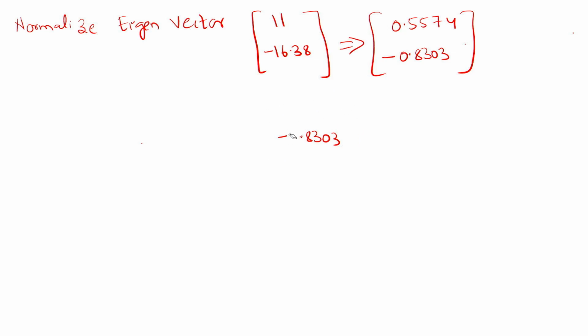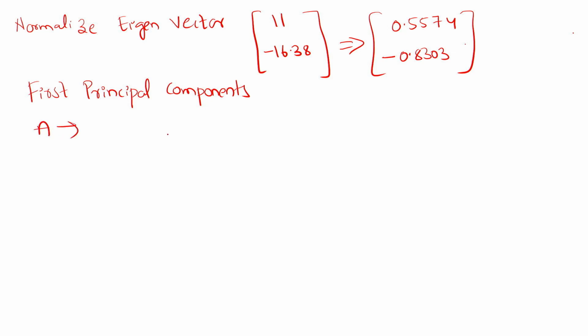So, once you find this, now you go back to find the PCA, the first principal components. How do you find this? So, what is the data given to us? We have A with us, right. For A, how do you find it?